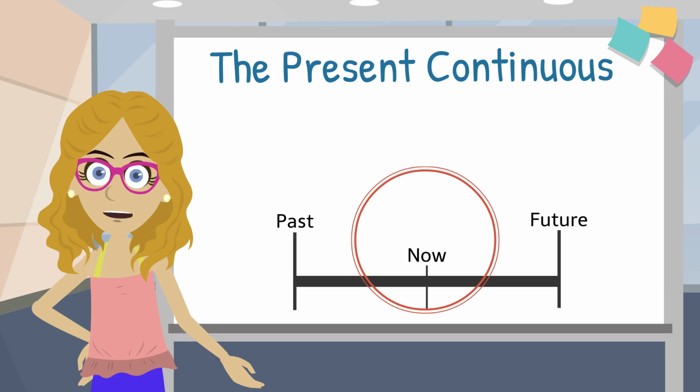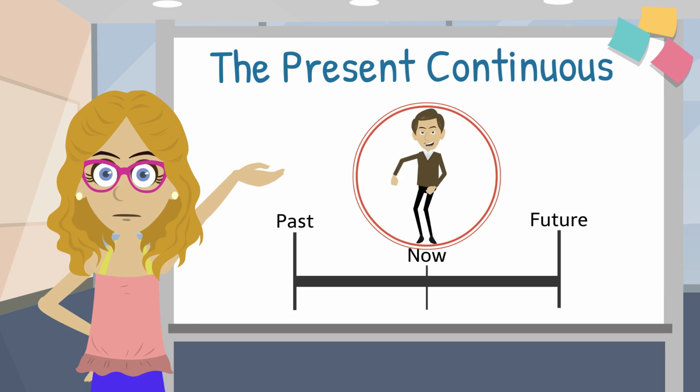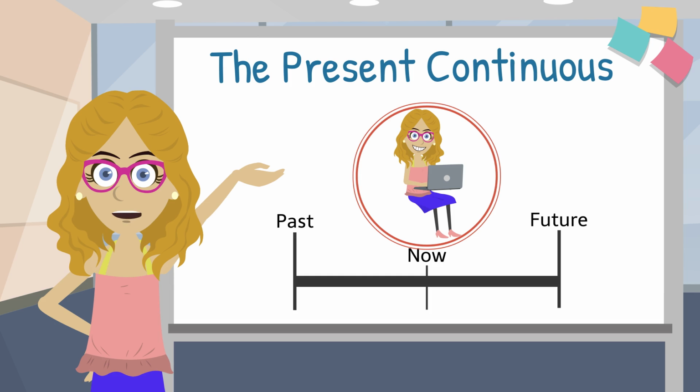In today's lesson, I will explain the present continuous. The present continuous is used to talk about something that is unfinished or incomplete and that is happening now. I'm going to the supermarket. I am typing the report.